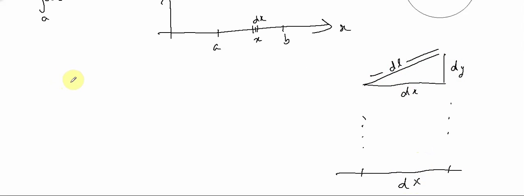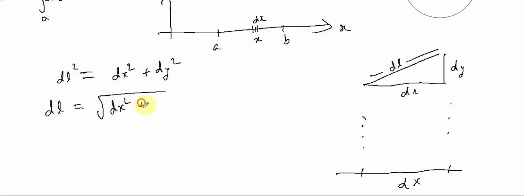Now we can apply Pythagoras theorem and get the following: dl square is equal to dx square plus dy square, and dl is therefore plus or minus under root dx square plus dy square. Negative sign is immaterial because the length of the curve is positive. So dl is equal to under root dx square plus dy square, which can be written for our benefit as follows.